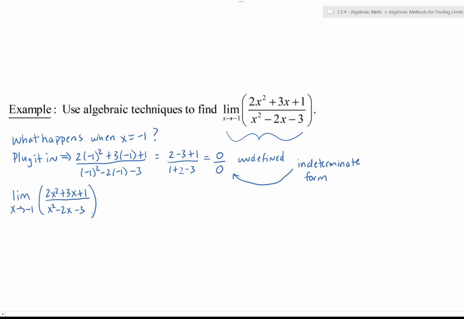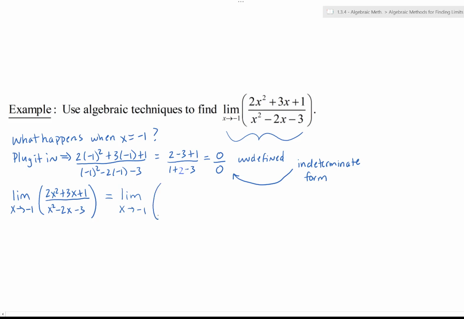And so because I have not yet evaluated the limit, I'm just going to rewrite the limit. Now it's important, this notation here, we don't take off the limit notation until we actually evaluate the limit. I'm just rewriting the limit right now. So this limit as x goes to -1 of this ratio is the same as this other limit.